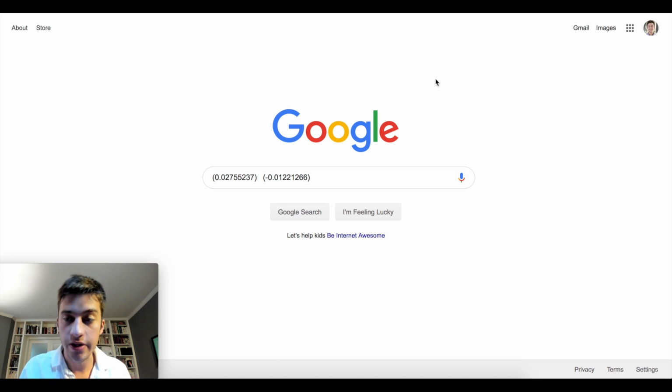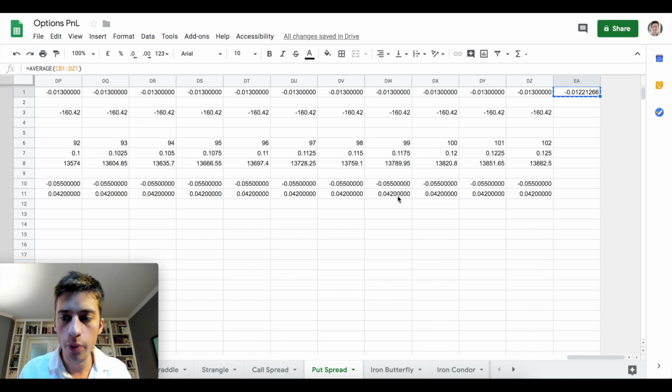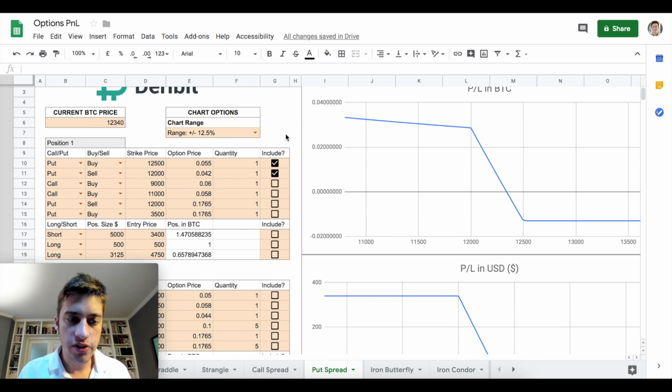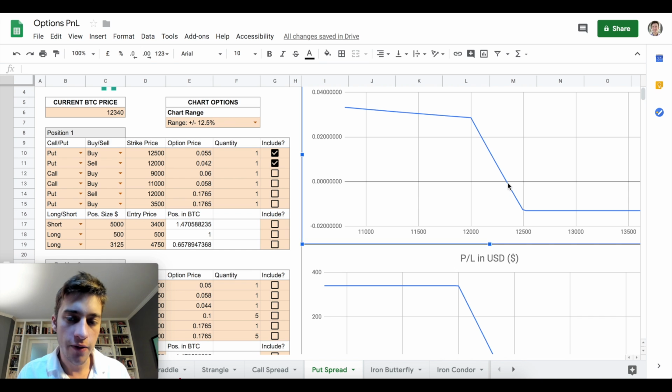Now we know the payouts here. This is the average loss payout, and this is the average gain payout. Great. But what we want to do here is apply probability. Let's first look at our break-even price, which is 12,340.